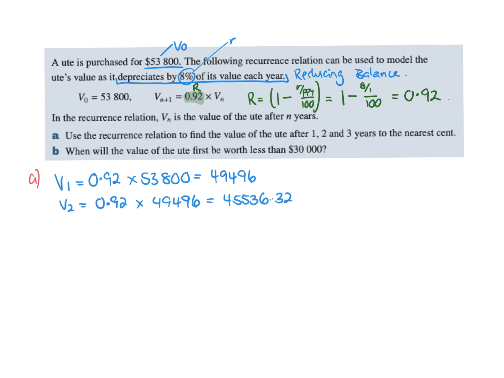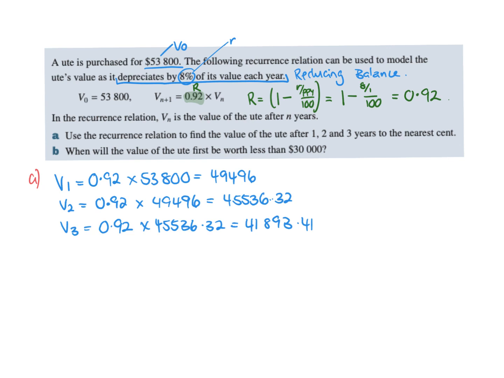And you're going to get it in your VCE exam, 100% this will come up, and it will not get the mark unless you're showing all this working out like this. And I can tell you now for your exam, I will not give you the mark unless you do it properly. Okay, so it says, when will the value of the ute first be less than 30,000?